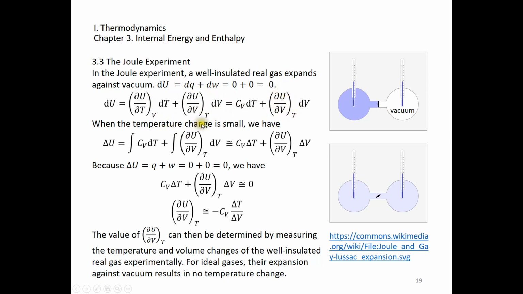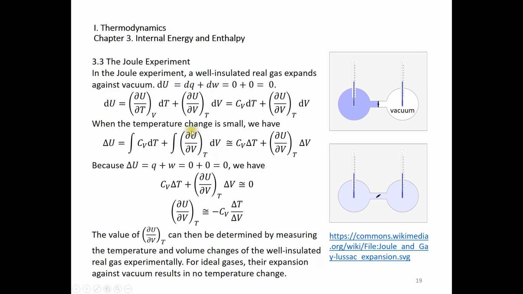When the temperature change is very small, we can make approximations. So delta U is simply the integral of dU, and then it becomes the integral of CV dT and the integral of ∂U/∂V dV. So we have two terms. Again, when the temperature change is small, we can say the first integral is CV times delta T. Delta T is T final minus T initial.